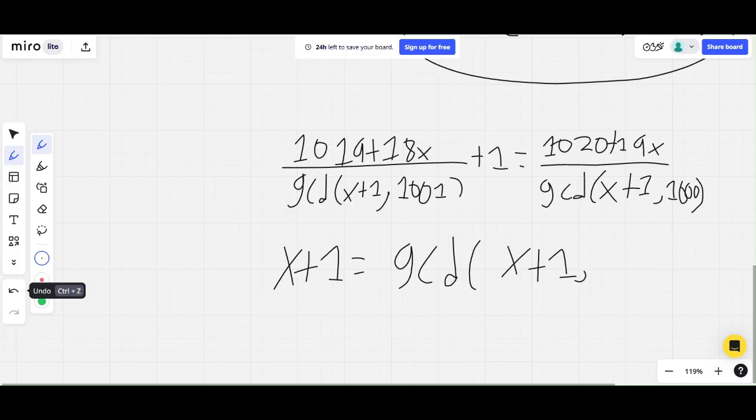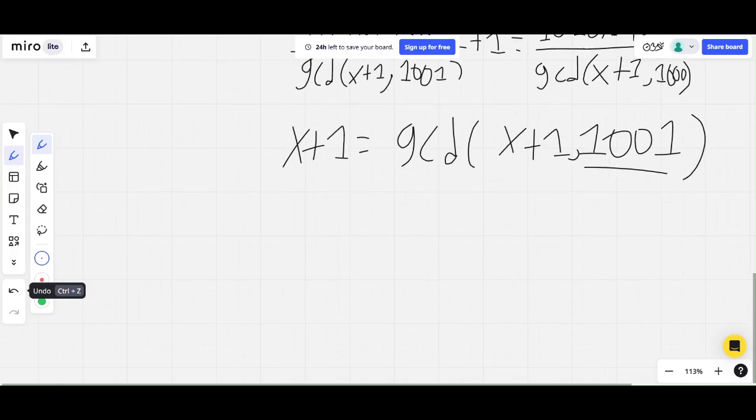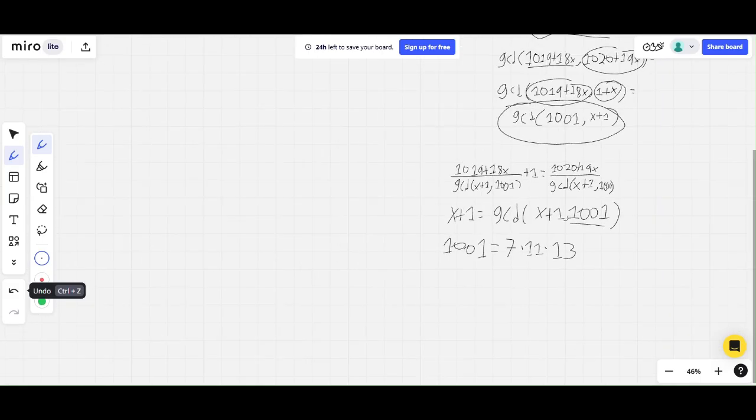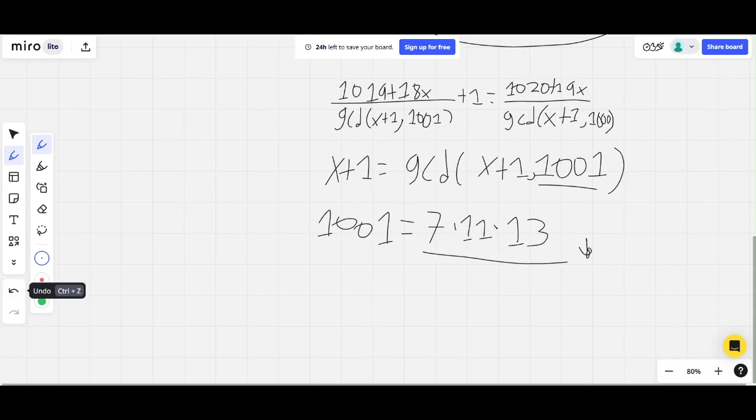Okay, and if we simplify this expression, then we get x plus 1 equals the GCD of x plus 1 and 1001. So what this is saying is that x plus 1 has to be a factor of 1001. And the factors of 1001, I'm pretty sure, are 7 times 11 times 13. So now we have x plus 1 can be any one of these three.